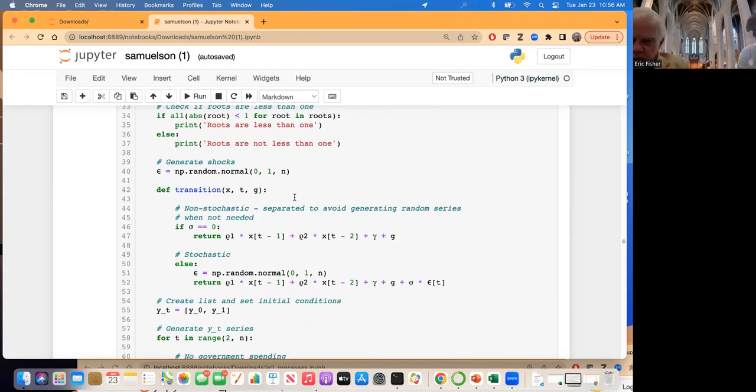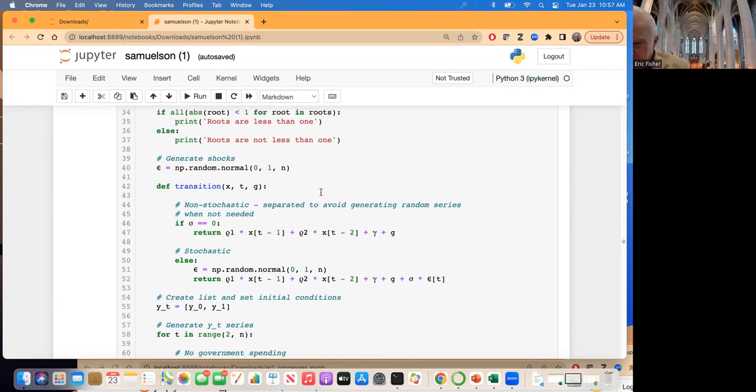Just generate some shocks. By the way, if I run this computer code one time and then another time, is the picture going to be the same? No, because the randomness will be different. But there is a way of making it replicate by seeding the random number generator. Now, what about the transition, Hunter? Same thing as before?